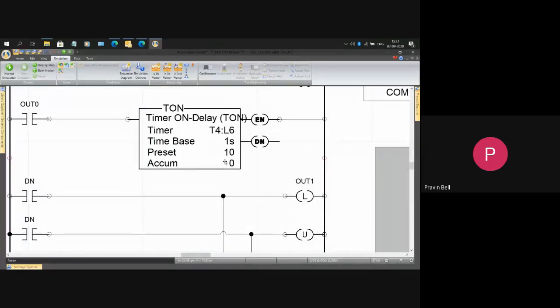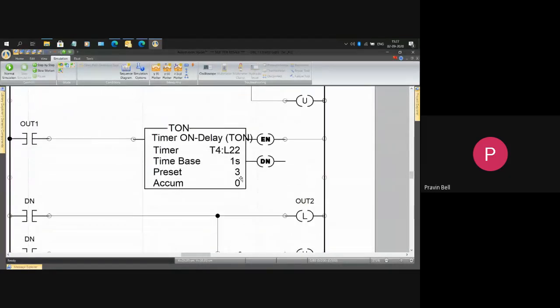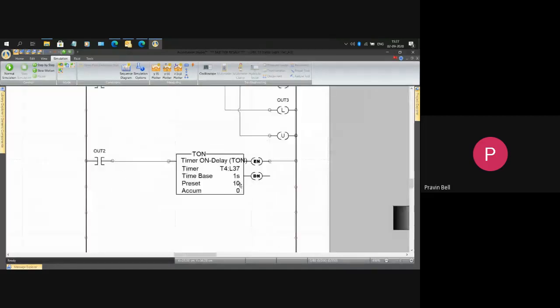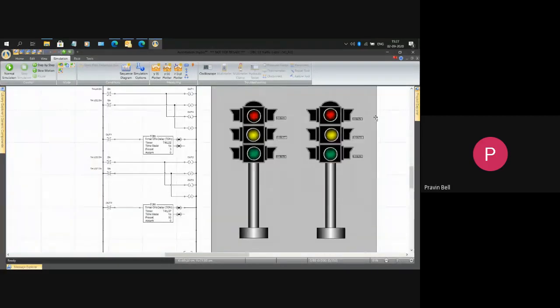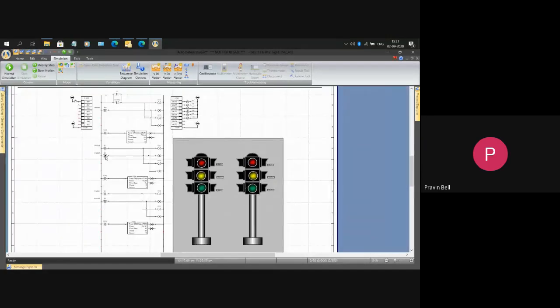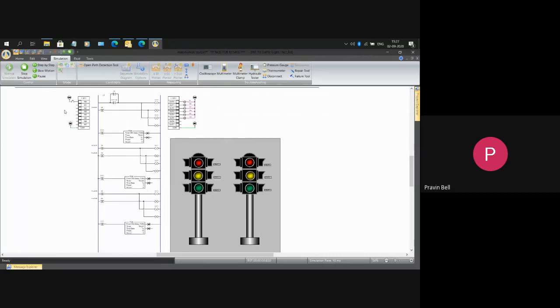Timer number 1, 10 seconds. Timer number 2, yellow light, 3 seconds. And timer number 3, 10 seconds. And from the Automation Studio HMI library, we build this traffic light here. Now I'll simulate this particular circuit.